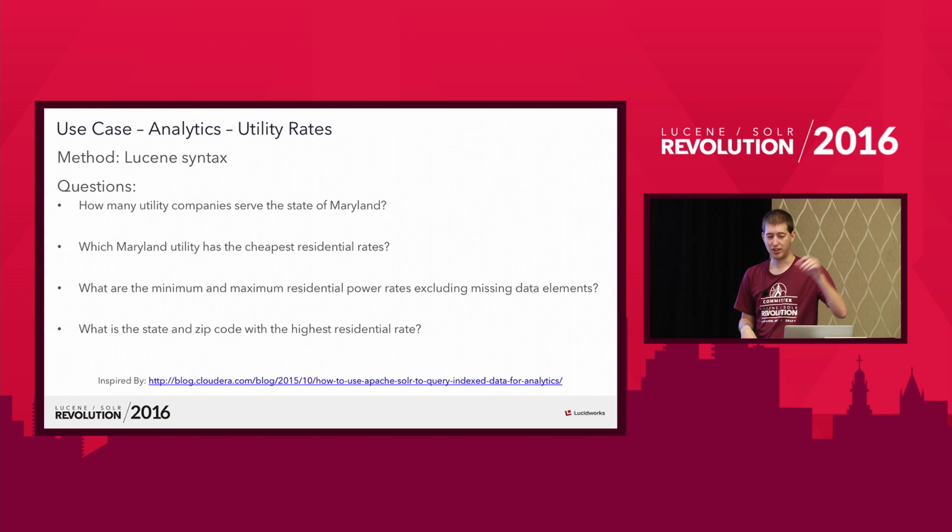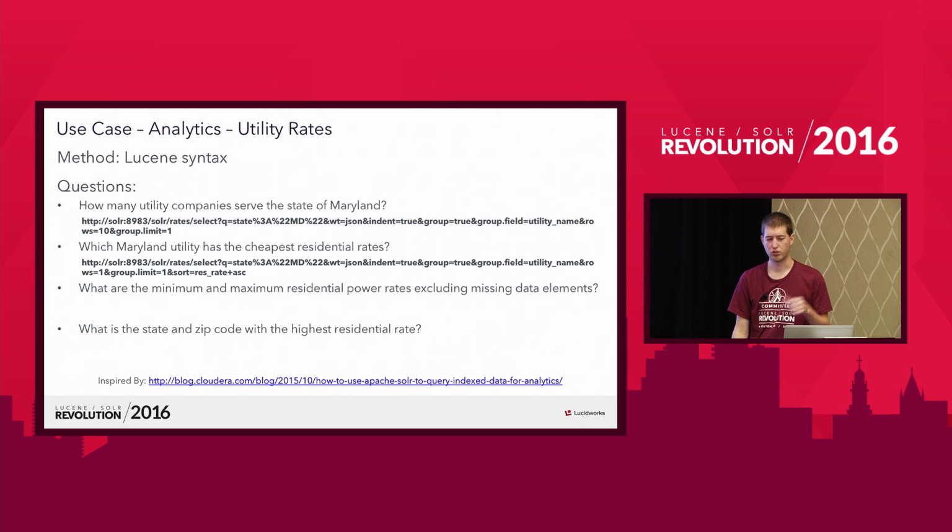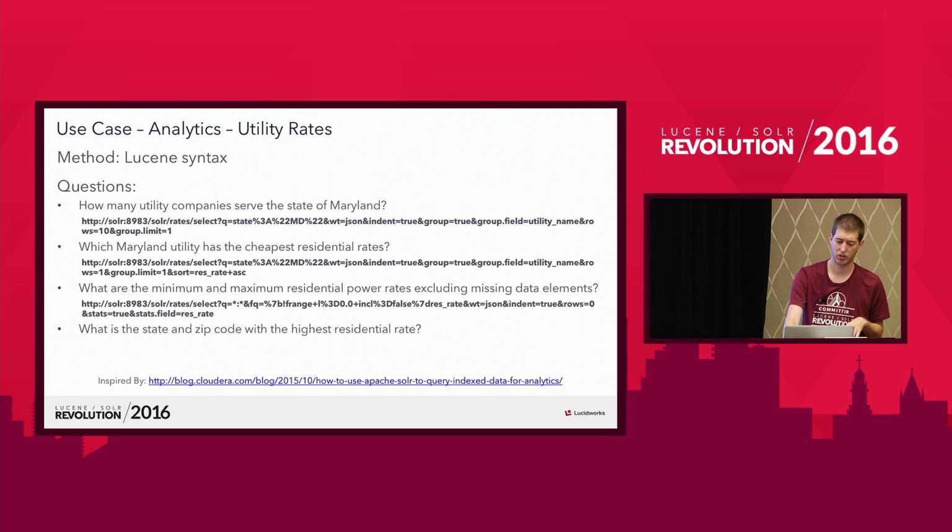So I'm going to show what some of these queries are, and these are taken directly from this blog. The first one: how many utility companies serve the state of Maryland? It turns out you have to do a select with state Maryland, group it, and then grab how many group limits. I'm like, oh, this is so complicated, why are we here? All we wanted to know was a count where something is equal to the state of Maryland. Not too hard. Cheapest utility rates, again, is another group by with a sort.